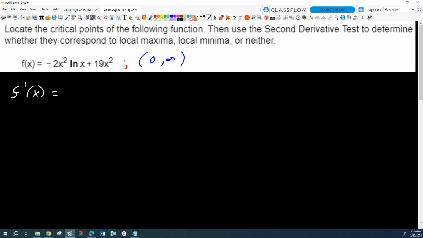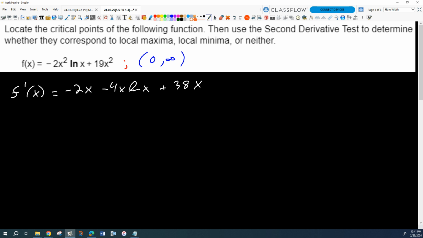All right, we've got a product rule, right? So negative 2x squared times 1 over x. Okay, so negative 2x. I forgot the squared. But then we're going to multiply by 1 over x, right? So it's negative 2x. See what I'm saying? Okay, minus 4x log x, plus 38x.